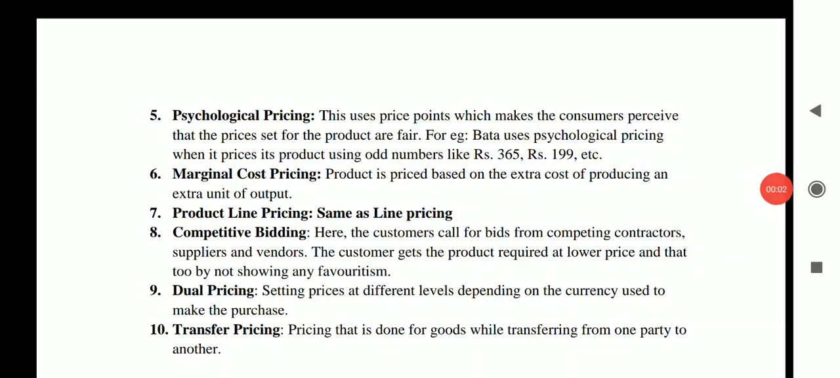Welcome back, students. In this video we will be covering the next 5 different pricing methods. We will start with marginal cost pricing.